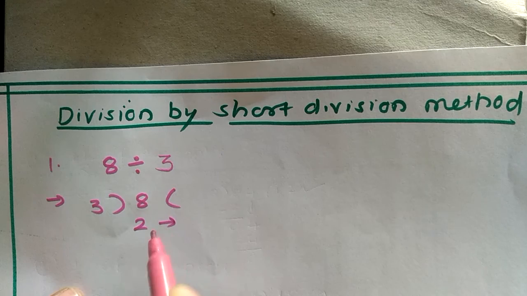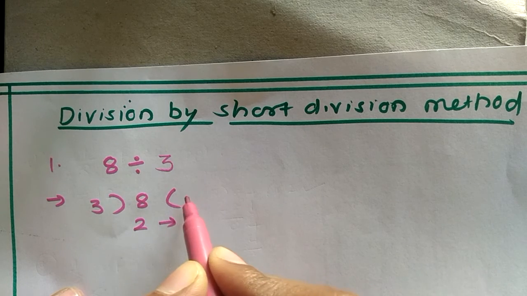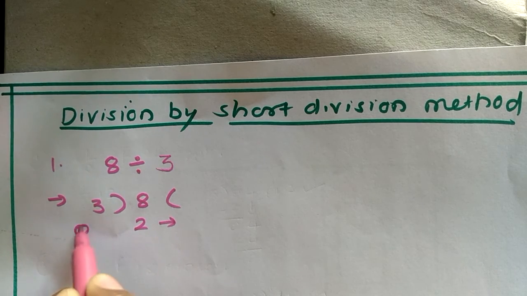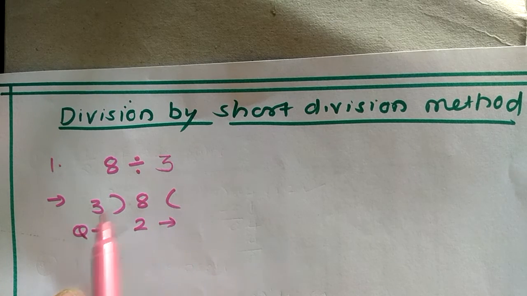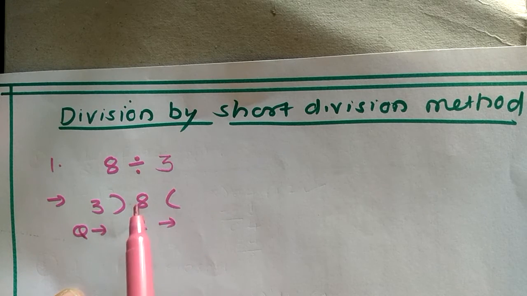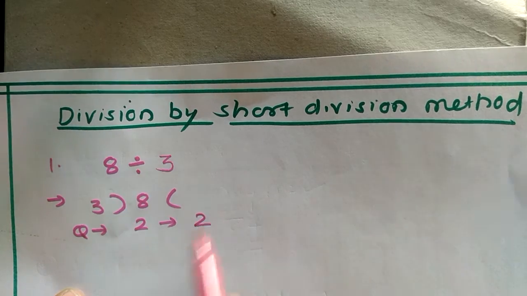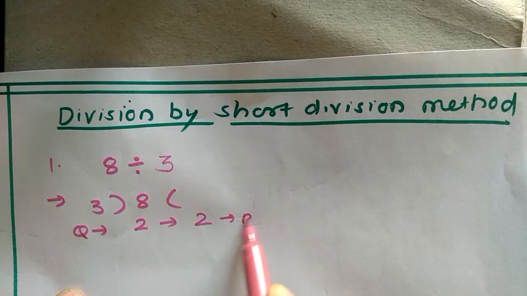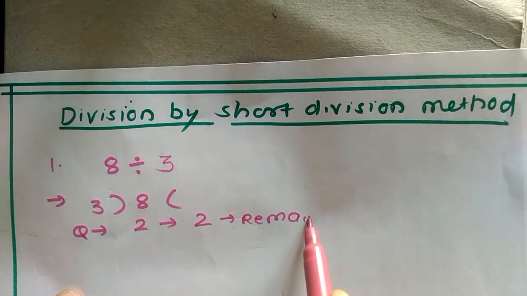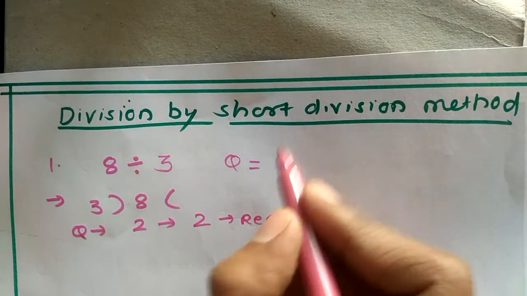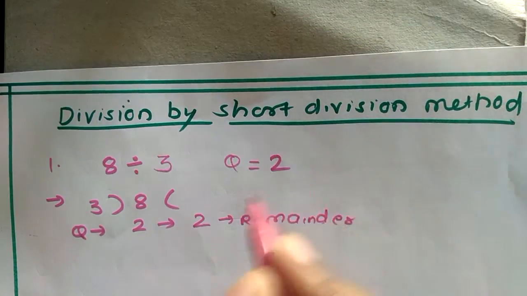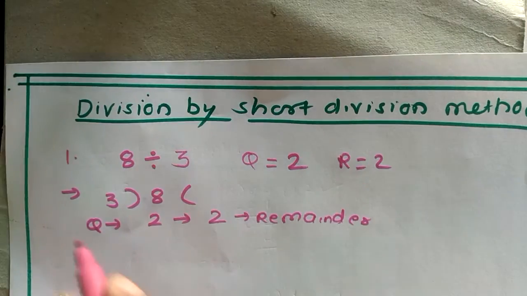So what remainder did you get here? 3 2s are 6. So instead of writing the quotient here, you will write the quotient below. Remember, this is a different method. You have to focus. So 3 2s are 6. From 8 minus 6 is 2. So the remainder is 2 here. So here the quotient is 2 and the remainder is also 2.